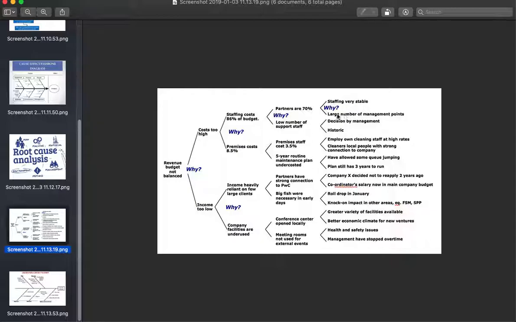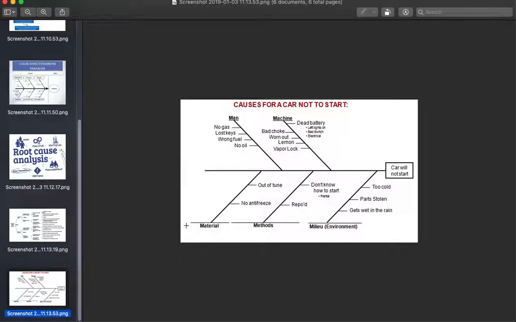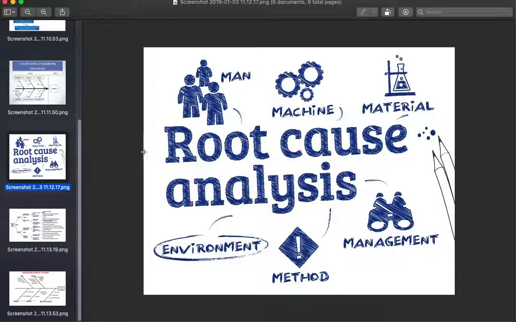Staffing was stable. There's a large number of measurement points, decisions by management, historic employees, own cleaning staff at high rates, the cleaners, local people, a strong connection to the company, people are jumping queue. Still got 3 years left. Underestimated the time frame of it. So this 5 why is a valuable thing. So this all comes down to the root cause analysis. So remember, if you haven't done it, start doing it.